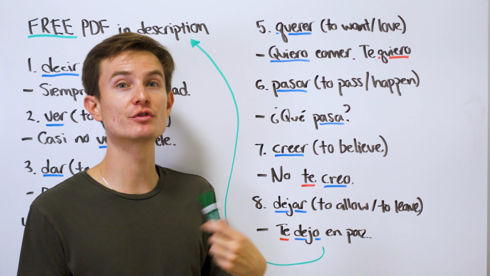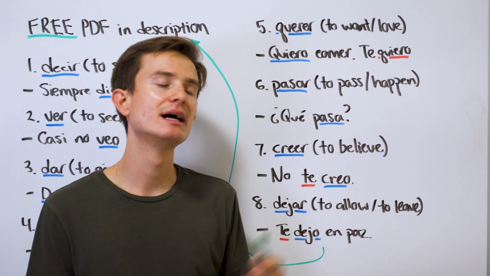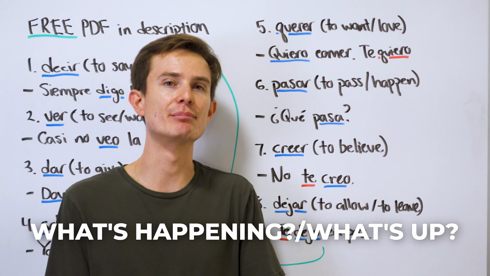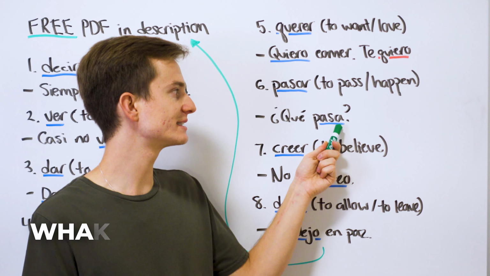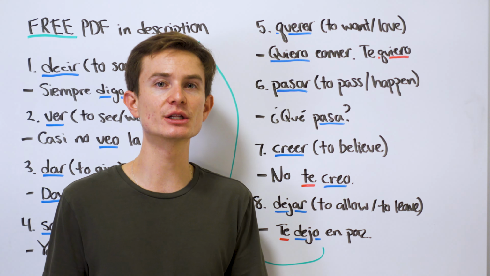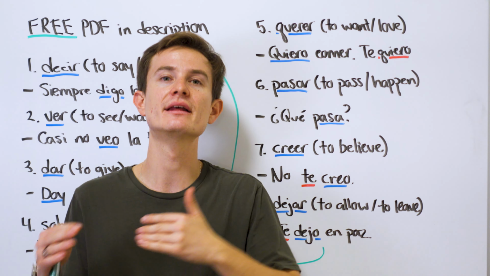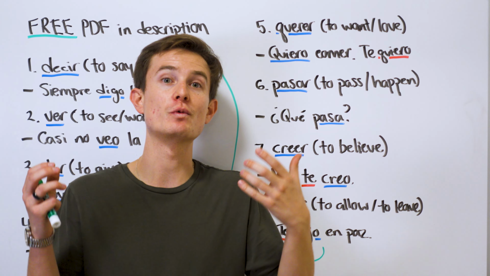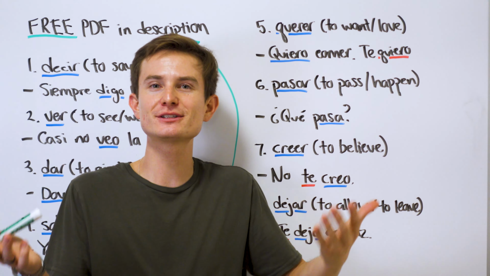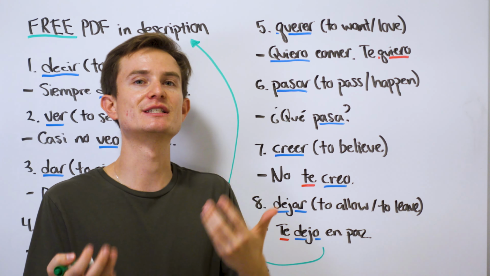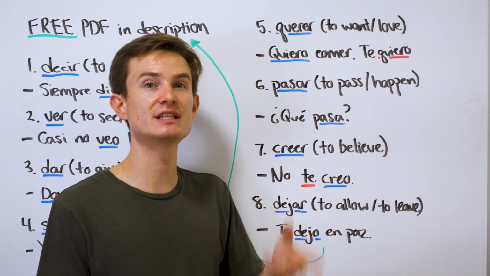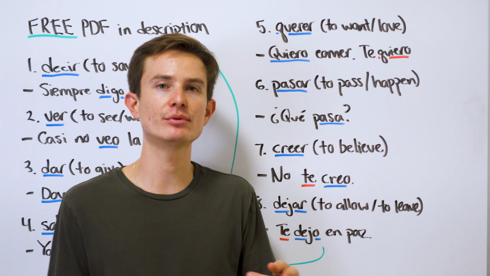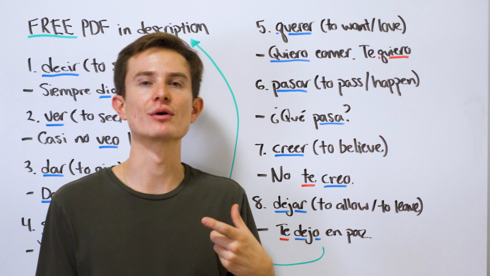For example, you may have heard the common phrase, ¿qué pasa? ¿Qué pasa? Literally, what is happening or what's up. Now, notice how this is in the third person singular. It's in the él, ella, usted form, okay? The reason is that when we're talking about things we don't know about, that we haven't mentioned a specific thing, we will use the third person singular. Or if we're talking about an animal or an object, for example, we will use the third person singular.